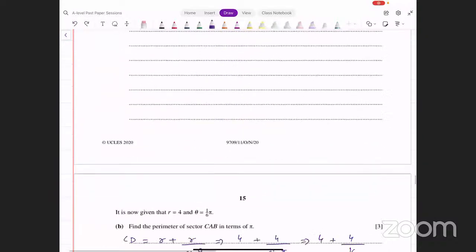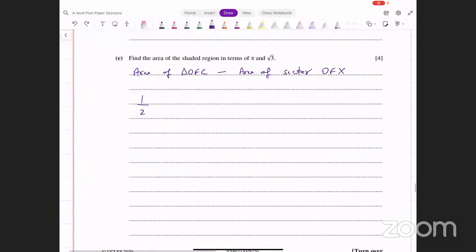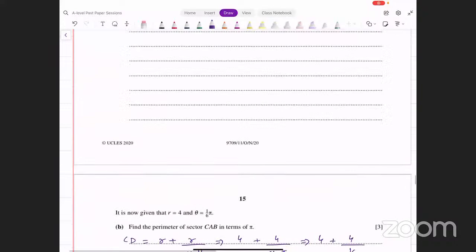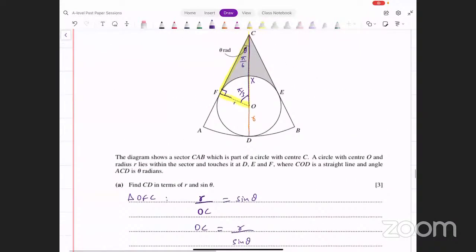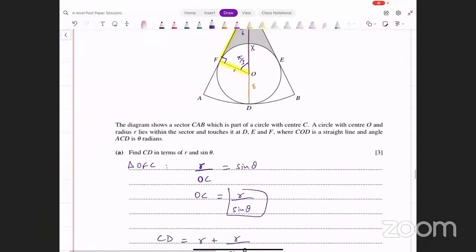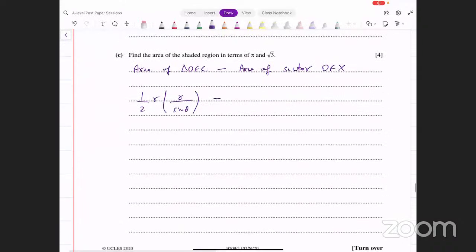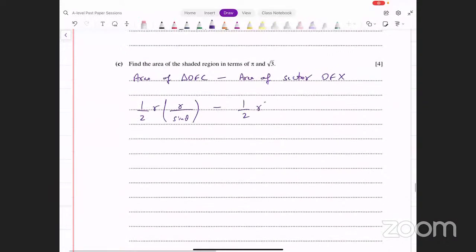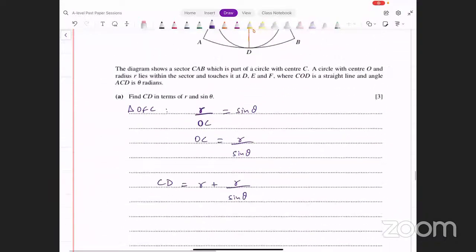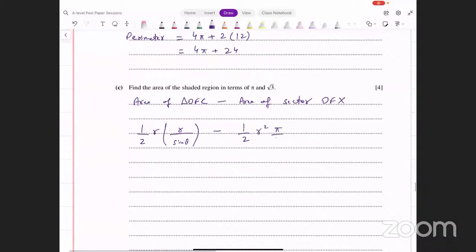Half into r into r over sine theta, right? R is this length OF, and r over sine theta, remember this is OC. OC length जो है, that is r over sine theta. वो मैं यहाँ पे इनपुट कर रहा हूँ. That's going to give us the area of the triangle. उसमें से माइनस कर दिया area of sector, half r square theta. Theta यहाँ पे क्या है? Theta is pi over 3. Pi over 3.